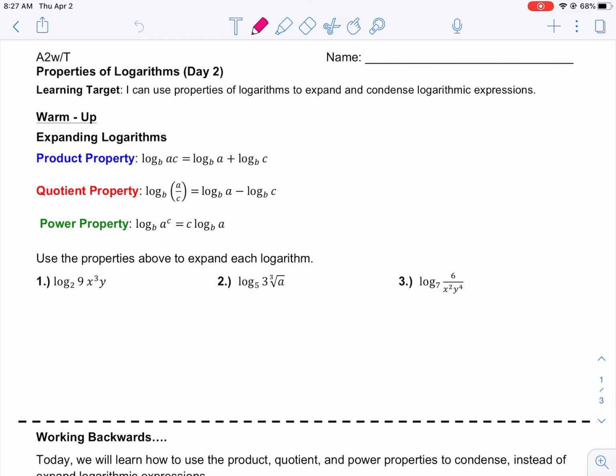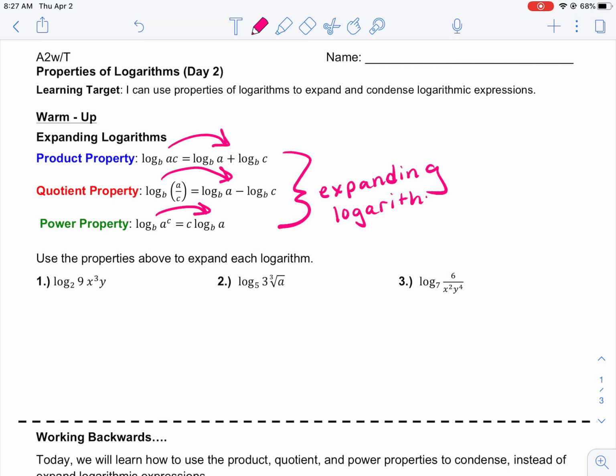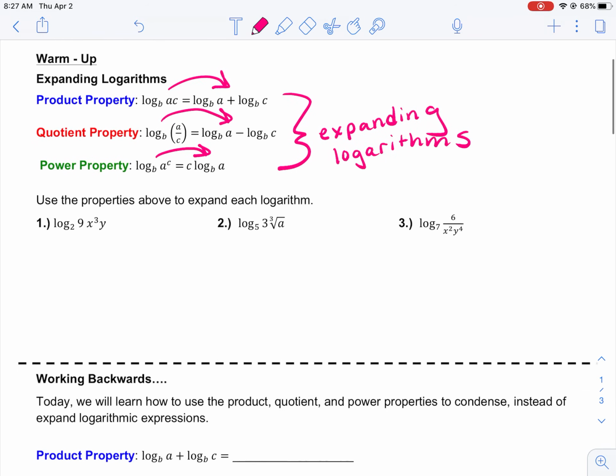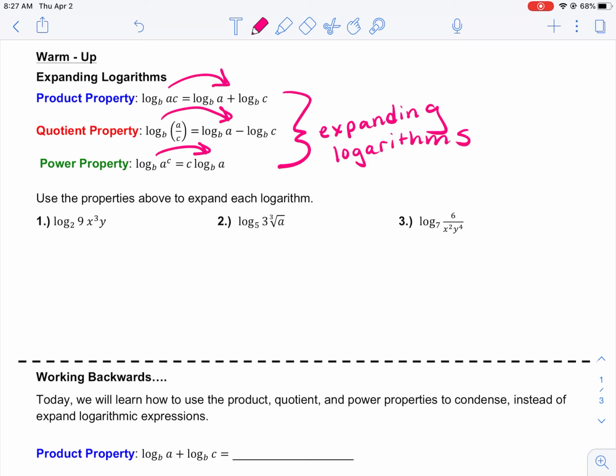They're color-coded. When we expand, we're trying to take a single log and write it as either a sum, a difference, or if we have an exponent, we bring that exponent out in front. When we change it from a single log into an addition, subtraction, or bring that exponent out in front, we call that an expansion. So when we do this, we are expanding our logarithm. That was the focus of yesterday's notes, understanding the properties and then using them to expand. So let's go ahead and practice what I talked about in yesterday's video.